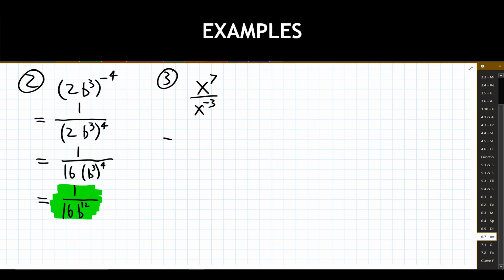So I'm going to use the quotient rule. The bases are the same, and they are dividing, which means the exponents are going to subtract from one another: the numerator minus the denominator. So in this instance, that gives me x to the 7 minus negative 3 power. I'm going to rewrite that because I don't like double signs. So this becomes x to the 7 plus 3 power, and this then becomes x to the 10th power. We have our final answer there.